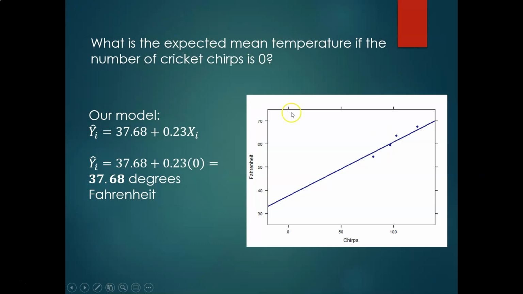This is a little bit more visual about our model. Remember, our model is predicted y is equal to 37.68 plus 0.23 times x. Okay, so we can work through this. We already talked about when it's 0, the intercept is 37, so we see how that line works.